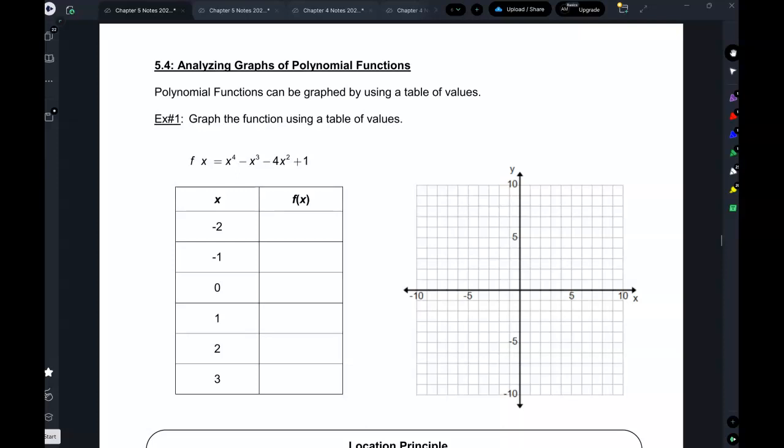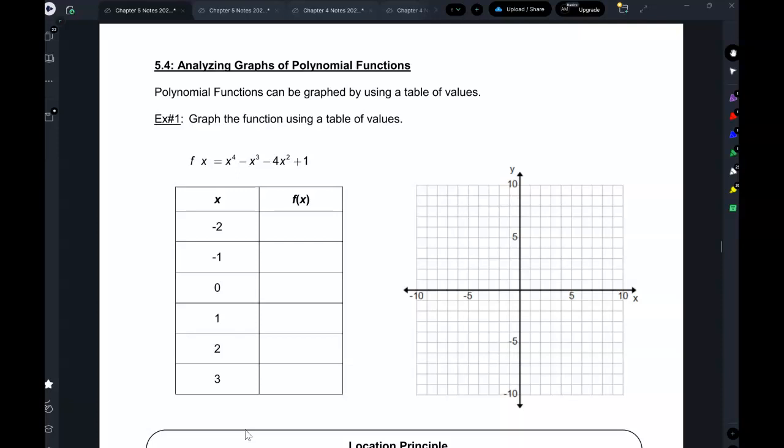So we're going to talk in 5.4 about different features of polynomial functions. So here we have a polynomial function. F of x is equal to x to the 4 minus x cubed, and so on and so forth. Now, just by looking at this, we don't know exactly how this looks, okay?